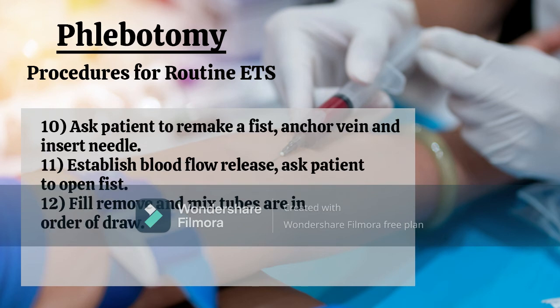Procedures for routine ETS. 10. Ask patient to remake a fist, anchor vein and insert needle. 11. Establish blood flow, release tourniquet, ask patient to open fist. 12. Fill, remove and mix tubes in order of draw.